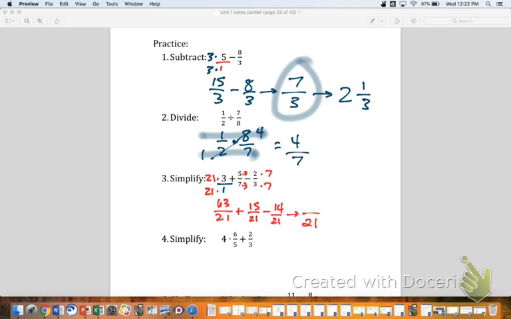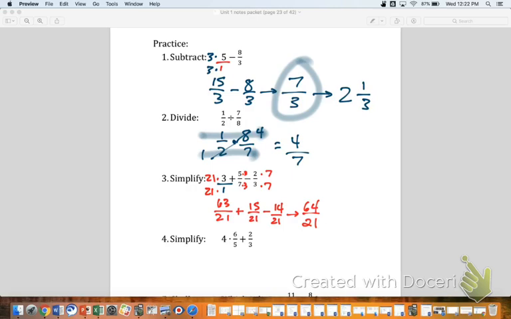21. And now let's add these numbers up. 63 plus 15 is? 78. 78 minus 14. Oh, I was about to say, I got 64 21sts. Oh, I got 63, didn't you?